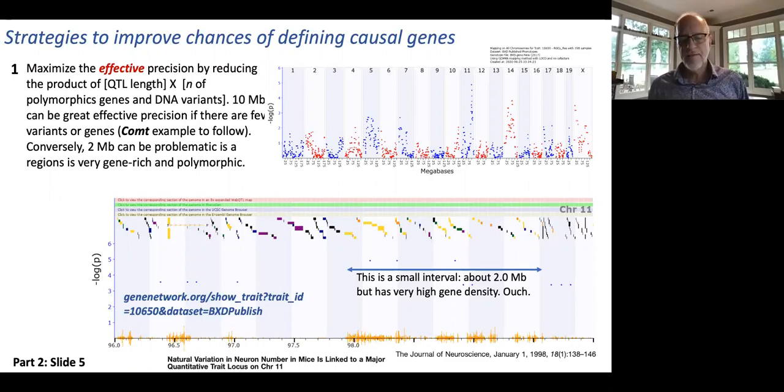There's a lot of statements about the need for high precision. And unfortunately, those statements on the need for high precision are rarely balanced by an equal discussion on the complexity of the cross and the number of variants and the number of genes in a particular QTL interval. So I wanted to introduce the notion of effective precision. So the effective precision is essentially a product of the length of the QTL. Perhaps it's 5 megabases, maybe it's 10 megabases. If you're lucky, it's 0.5 megabases.